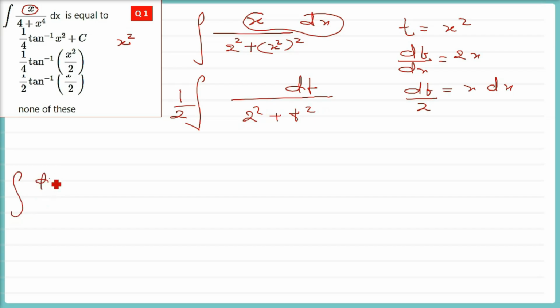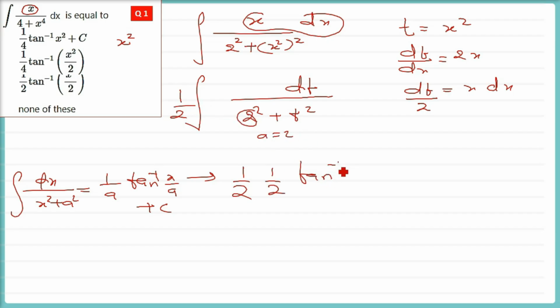So actually we are doing integration of dx by x square plus a square kind of integration. This will be 1 by a tan inverse x by a plus a constant of integration. A we will take as 2 and this t which is actually x square. So 1 by 2 tan inverse t by 2 plus constant of integration.